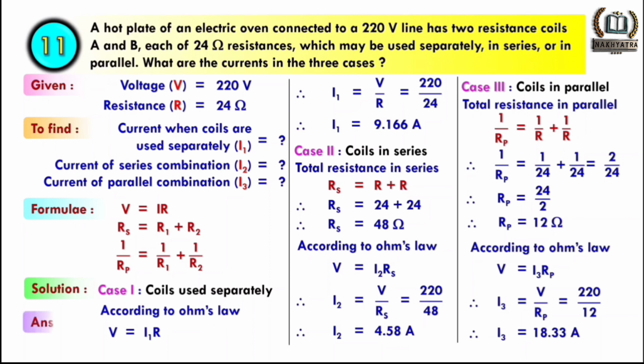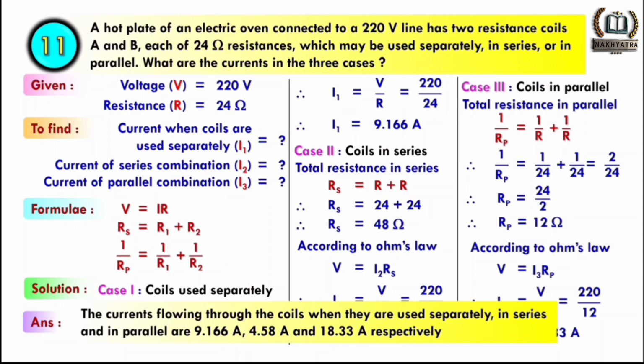Is that clear? So your answer is, the currents flowing through the coils when they are used separately, in series and in parallel are 9.166 ampere, 4.58 ampere and 18.33 ampere respectively.